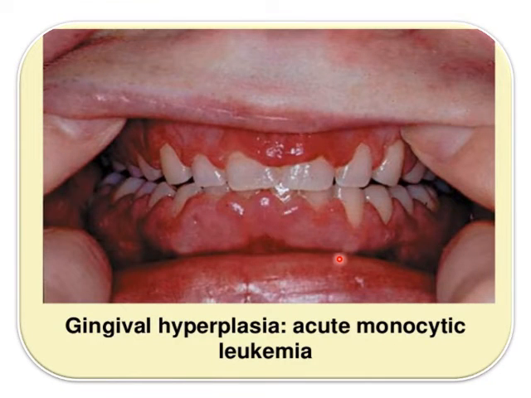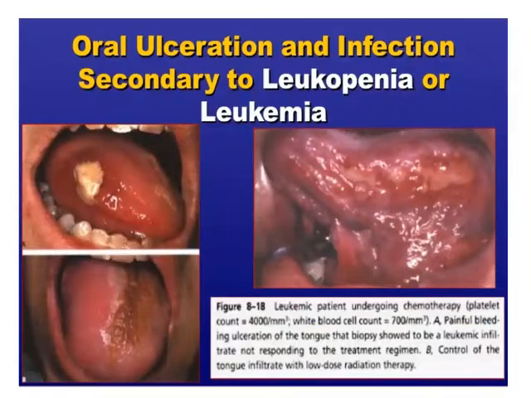This figure shows gingival hyperplasia in a case of leukemia. Also, this figure shows a tongue ulcer, which is also one of the manifestations of leukemia. And we have candidal infection of the tongue.